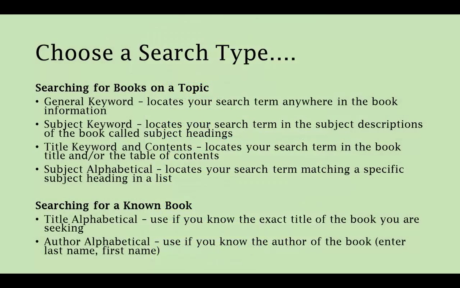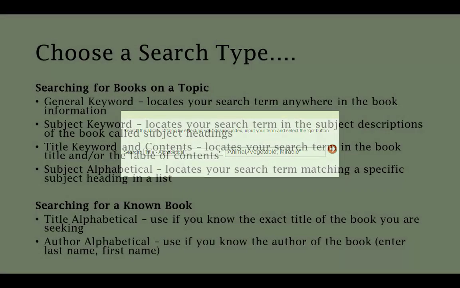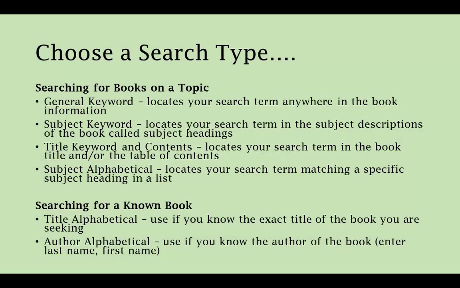If you are searching for a book that you know has been published, use the title alphabetical search and enter the exact title of the book. Author alphabetical will allow you to search for any books we have by an author. Enter the last name, a comma, and then the first name.